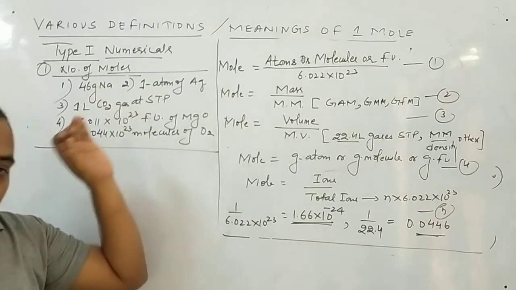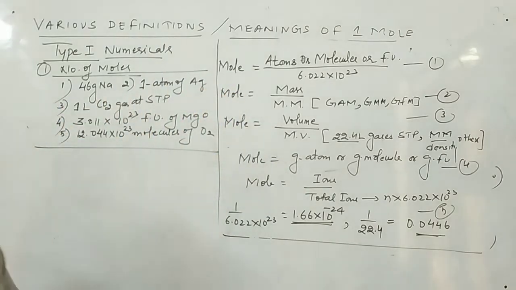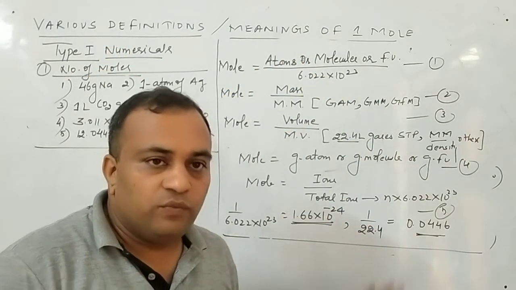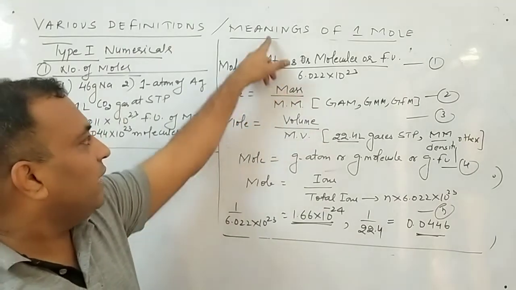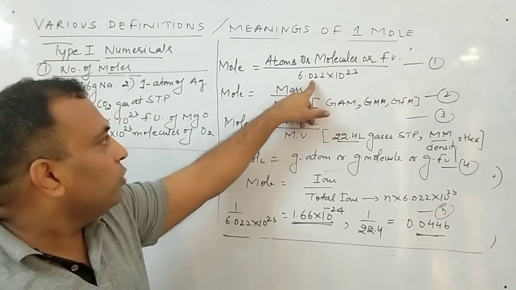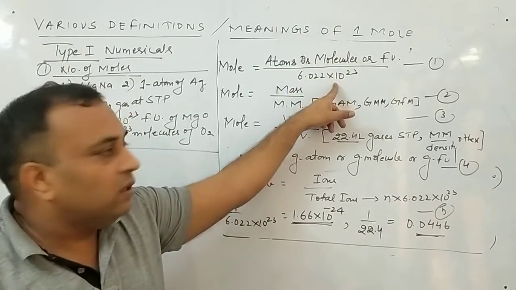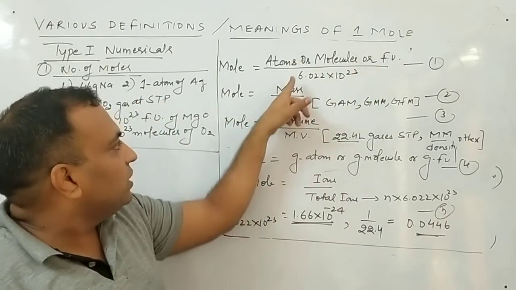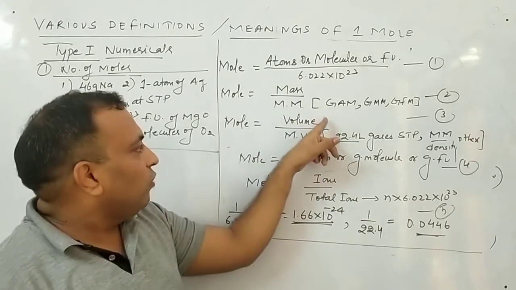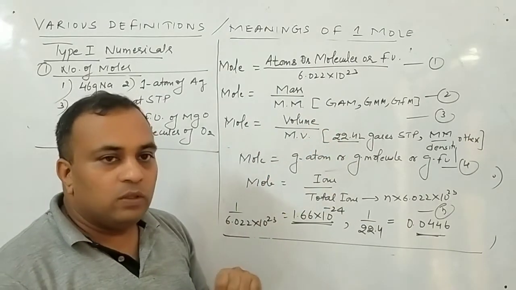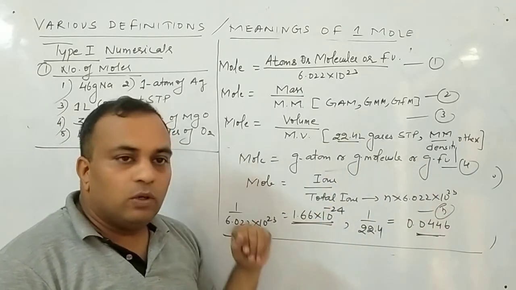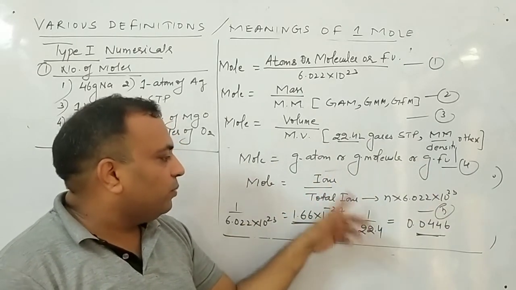Am I clear? So the type 1 is the simplest numerical in which you have to calculate only the number of moles by using these 5 formulas. For example, if atom is given, atom upon Avogadro number. Molecule is given, molecule upon Avogadro number. Formula units are given, formula unit upon Avogadro number. If mass is given, mass upon molar mass. Volume is given, volume upon molar volume. Gram atom, gram molecule or gram formula units are given, they are simply equal to mole. Ions are given, ions upon total ions.